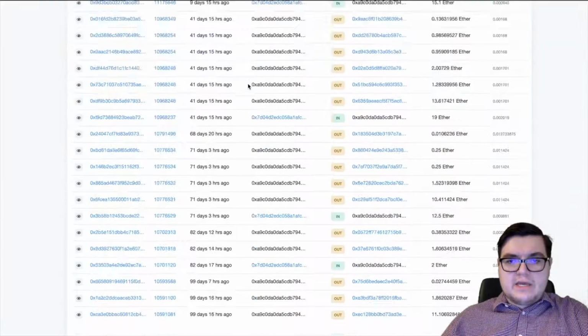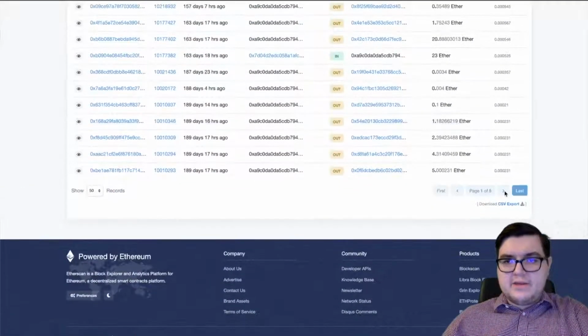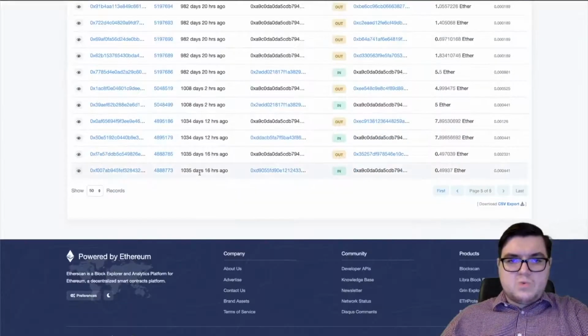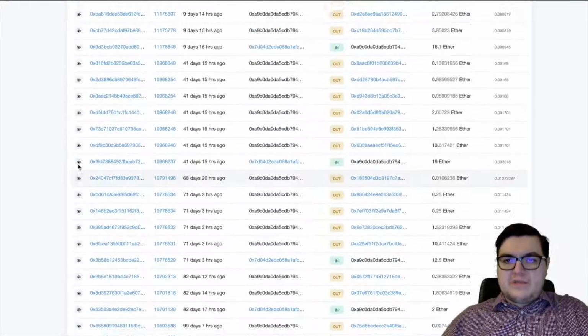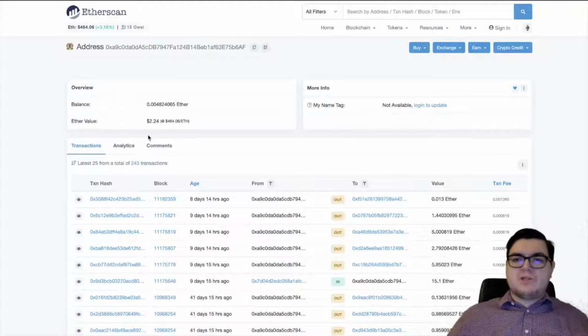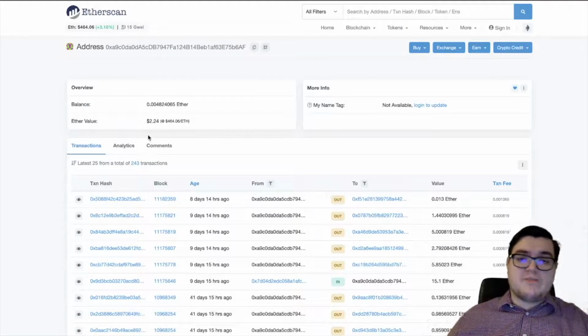It was sent to this wallet, which has 243 transactions. Let's find out the last transaction. This wallet was made in 2018. So this could be a secondary wallet for this individual. We see just a lot of Ether. We don't see any tokens. So this individual might just have a lot of Ethereum wallets. They might not be interested in DeFi, or if they are, they have some specific wallets for that.